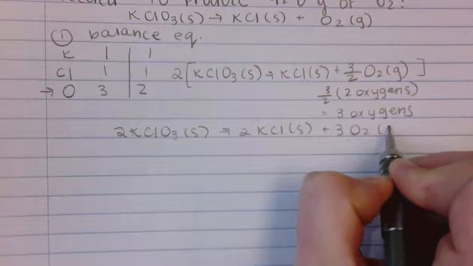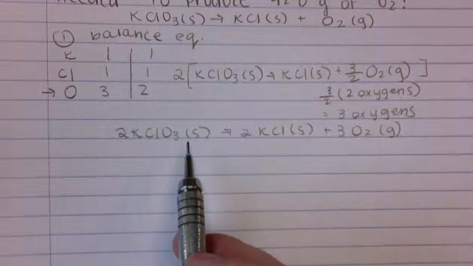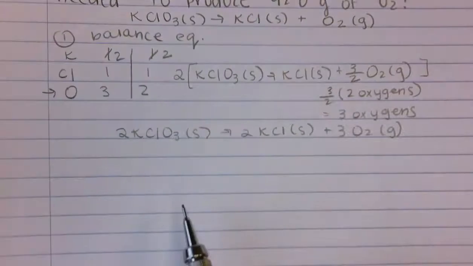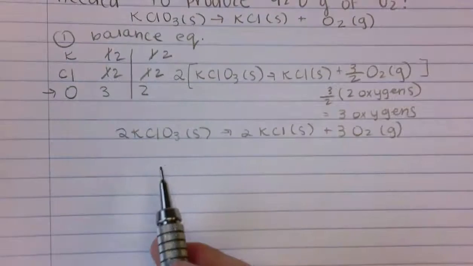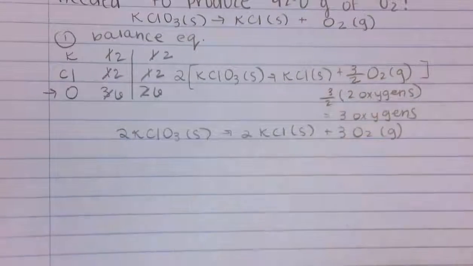And now that I've done this, I'm going to make sure to update my chart. So now we have 2 potassiums on each side and we're balanced there. We have 2 chlorines, and we have 6 oxygens. So we are totally balanced.